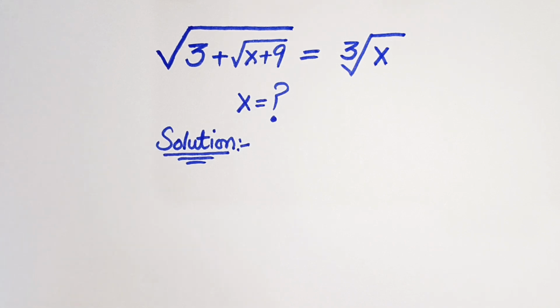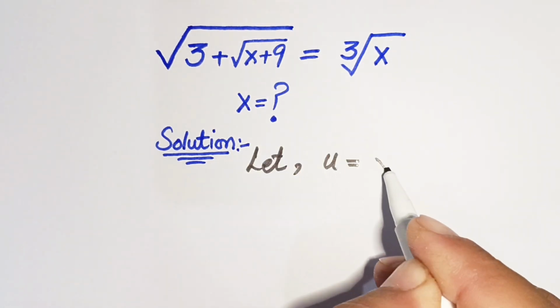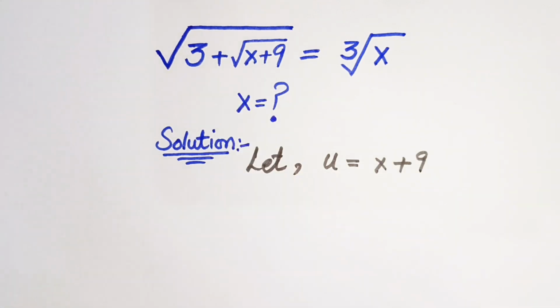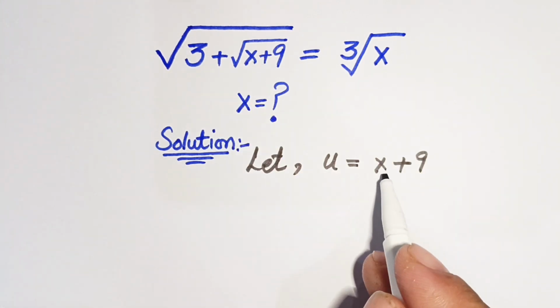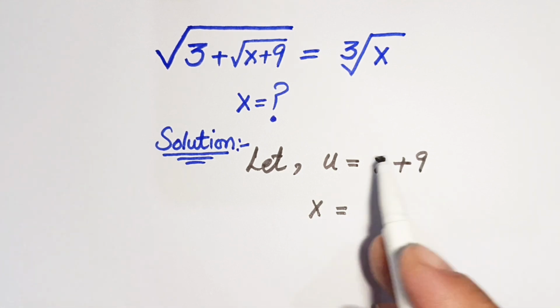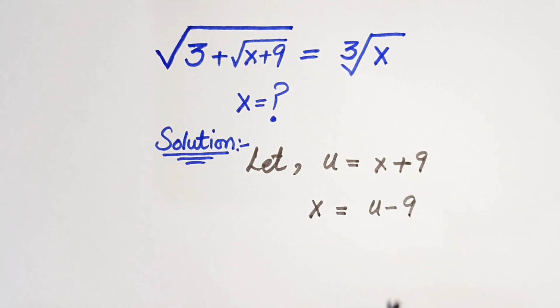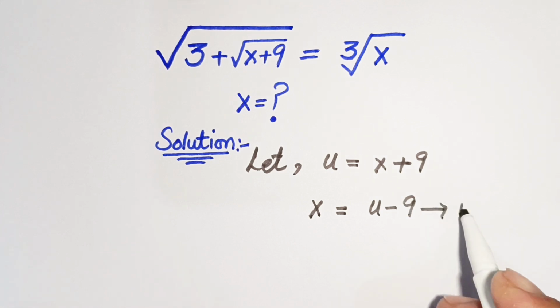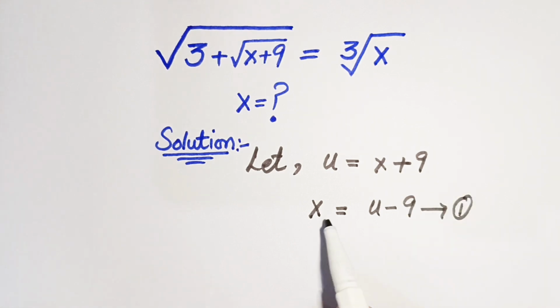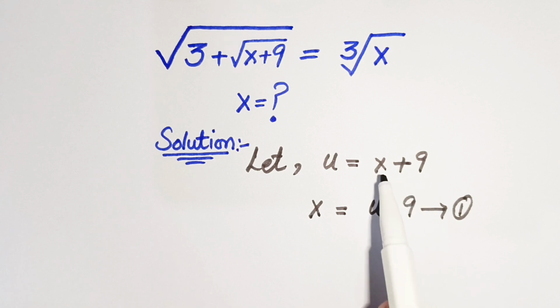First of all, let's suppose that this x plus 9 is equal to u. So let u be equal to x plus 9. If we find the value of x from this equation, then x is equal to u minus 9, since the 9 is shifted to the left-hand side. Let's say this is our equation number 1. We have found this value of x because we have to put it on our right-hand side, and similarly x plus 9 on the left-hand side.